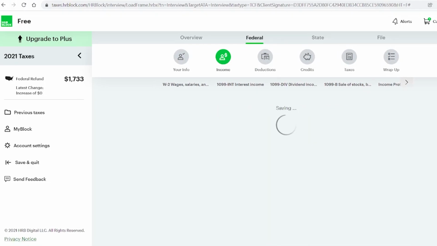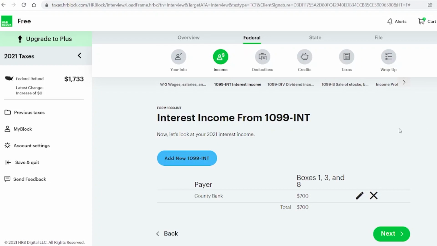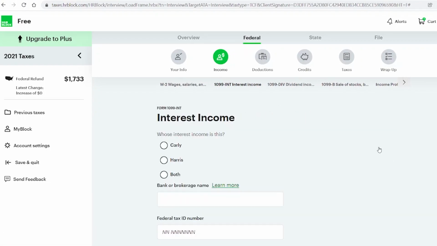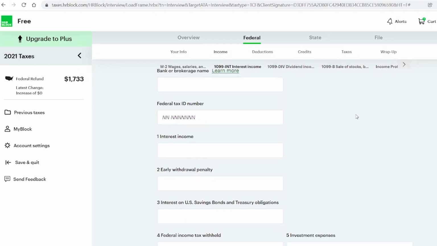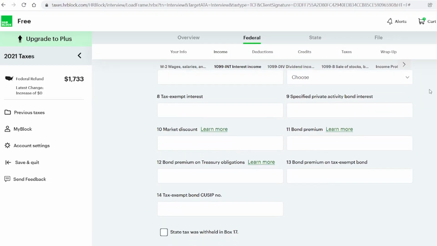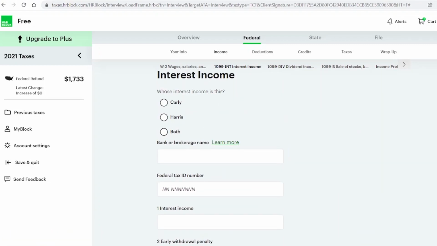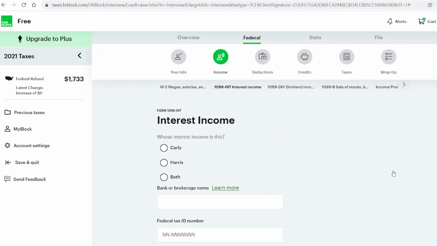When you're looking at adding something like a simple 1099 INT, which is interest from a bank account, you do not have any options other than typing it manually, and it will just show the full form here. Some of the other software like TurboTax will have options for linking up to your bank or investment account, and H&R Block does not have those options.